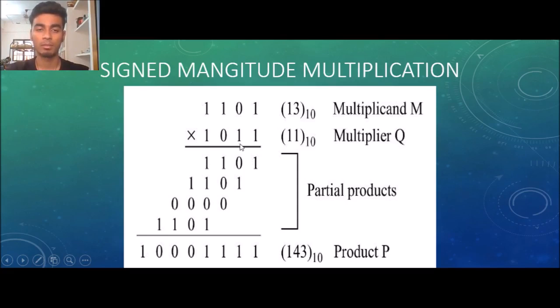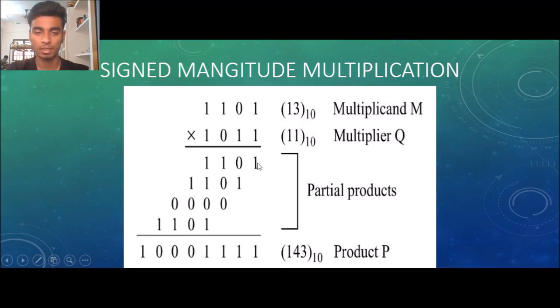Then we multiply M with 1 again, and we get 1 1 0 1. Then we multiply M with 0, which will give us 0 0 0 0, and then we multiply M with 1 again, by which we'll get 1 1 0 1. Now we just have to add these.